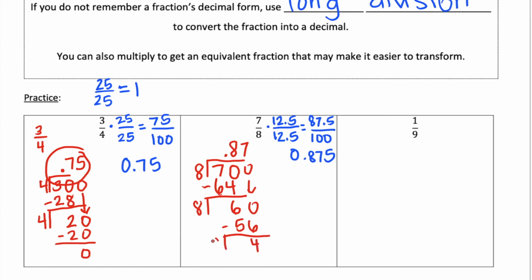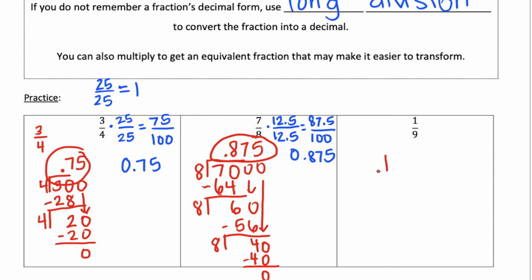Since we still don't have a difference of 0, we got to keep going. 8 can't go into 4, so I add a 0 back here because I'm allowed to bring a 0 down. So now 8 into 40, that goes into 40 5 times. 5 times 8 is 40. And my difference is finally 0, which means 875 thousandths becomes my answer there. Now finally, in our last example, there's no number here that I can multiply 9 by to make 100. So that means that I have to go with my long division here.